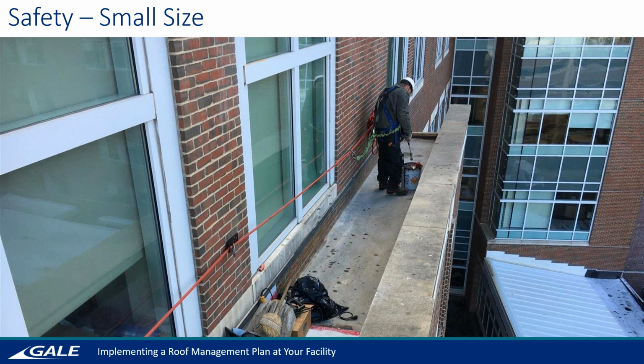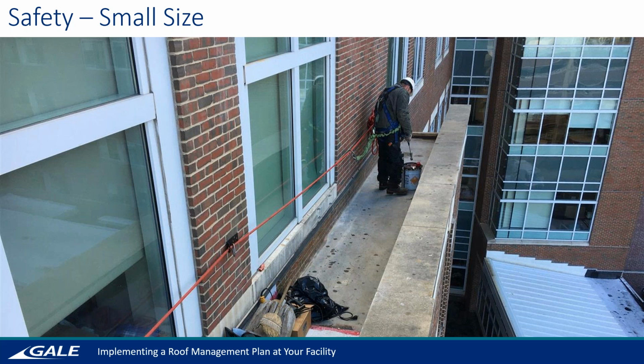Small size, remember I said we'd go back to that. So here's a small roof area. Typically, you would think a small roof area is going to cost you less, right? In this case, it's not going to cost you less. You can see that this gentleman here has to be tied very close to the building so the safety line can be effective, but it also restricts his movement. So it's going to take more time for him to install that roof.